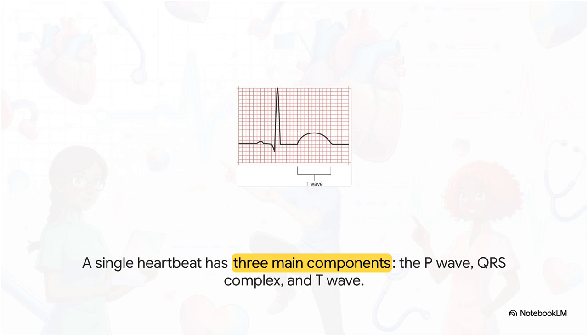So when you look at an ECG strip, every single heartbeat is made up of these three main parts. You gotta know these by name. See this first little bump? That's your P wave. Then this big spiky thing, that's the QRS complex. And this last bump right here is the T wave. PQRST. Simple as that. Now let's talk about what they actually mean.